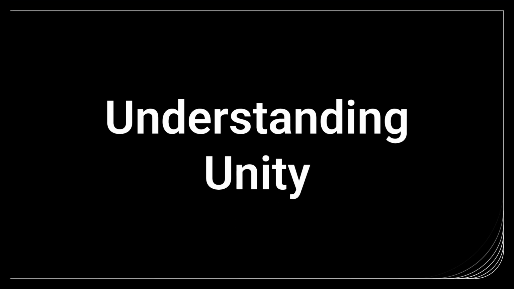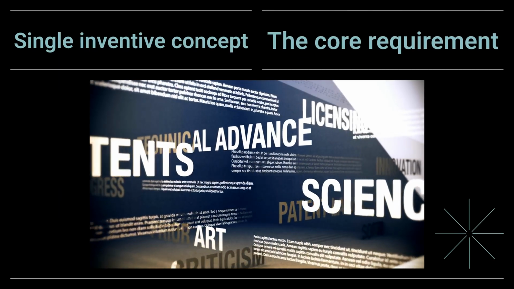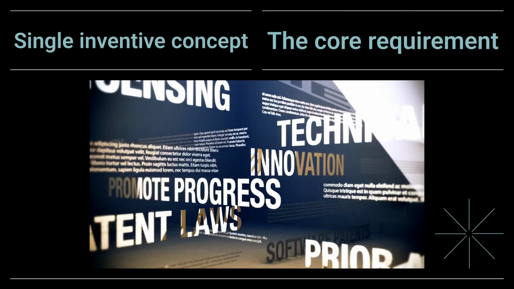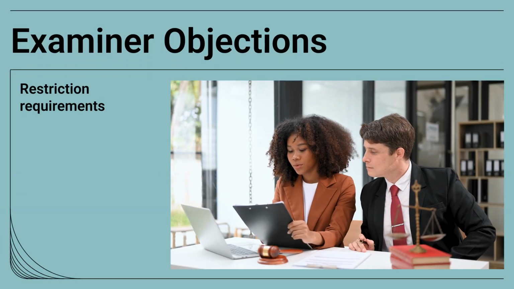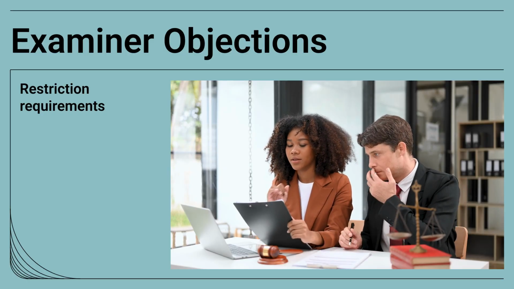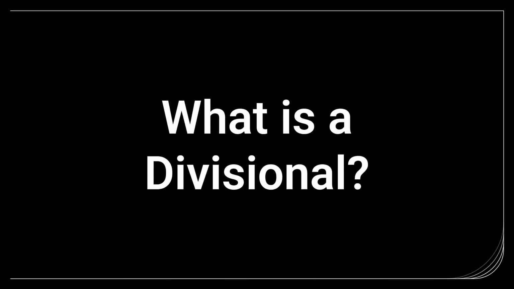First, let's understand the core concept. What exactly is unity of invention? Unity of invention requires that all claims in a single application relate to a single general inventive concept. If the examiner finds more than one invention, they issue a restriction requirement, forcing you to choose one set of claims to prosecute. So how does a divisional patent application help when faced with this choice?